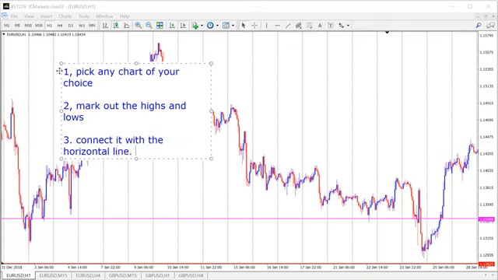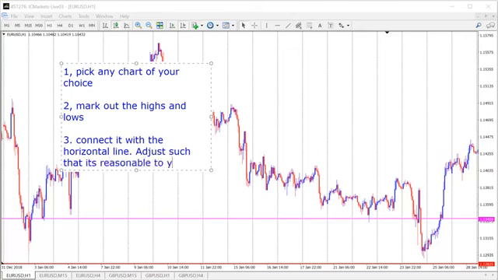And you have to now adjust it such that it's reasonable to the zones. So that you remember, the more it touches, the stronger that zone is, the support and resistance line. So you have to adjust it like what we did earlier. That's the support and resistance.